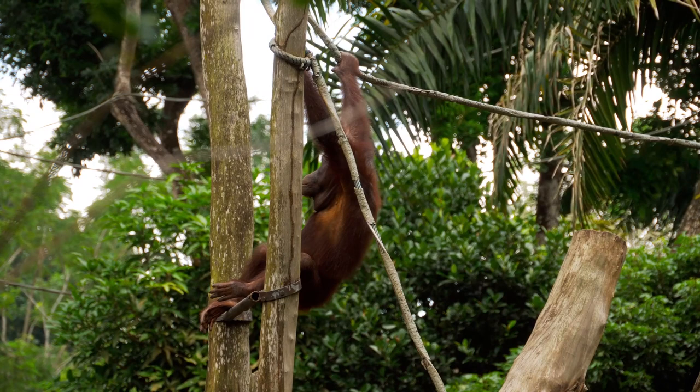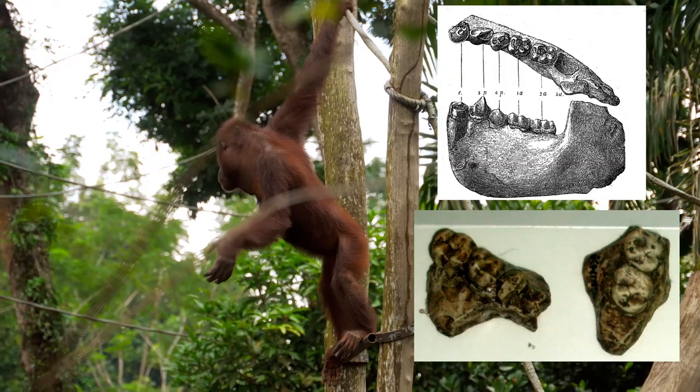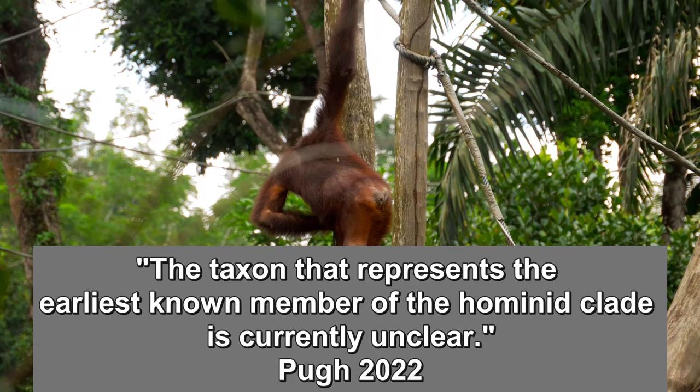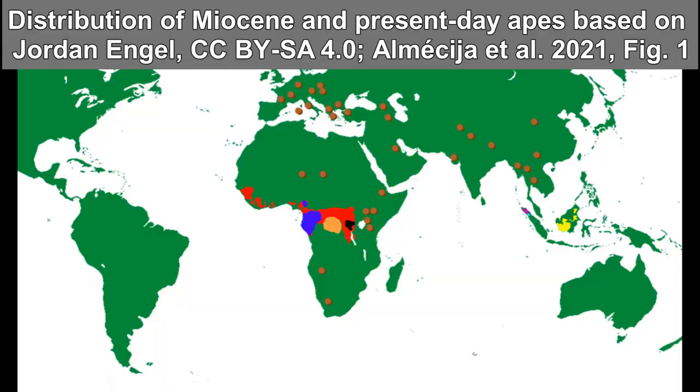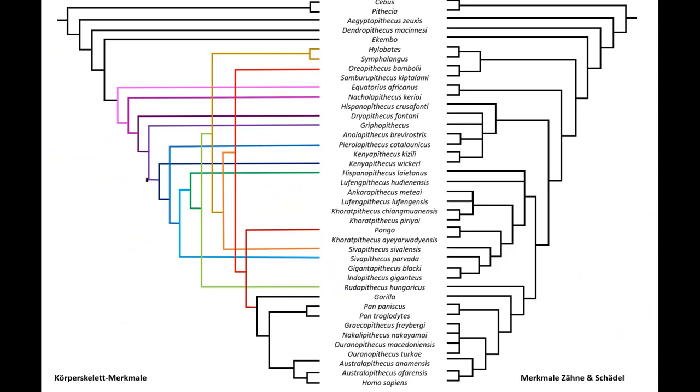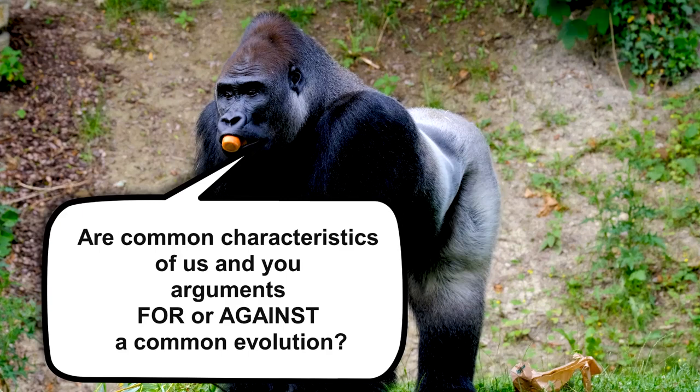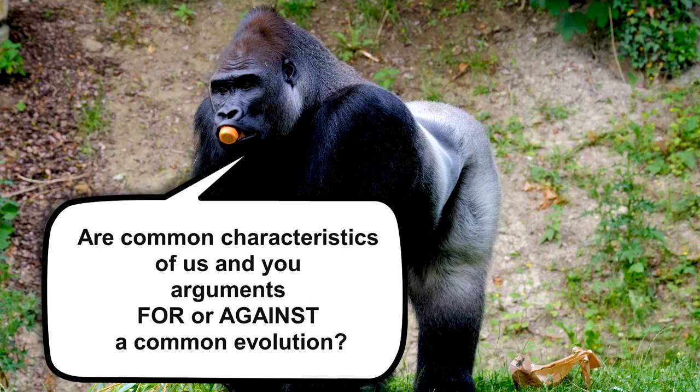Did they perhaps descend from the Dryopithecines of Europe, or from the Kenyapithecines from Africa? One does not know. Pugh, on the other hand, states that the taxon, that is, the group, that represents the earliest known member of the hominid group, that is, the great apes, is currently unclear. Equally unclear would be the geographic aspects of such evolution, and the question of why so many features contradict corresponding phylogenetic tree reconstructions. These are homoplasies, because they do not fit into evolutionarily postulated phylogenetic trees, but only feign evolution even though they are similar in features.